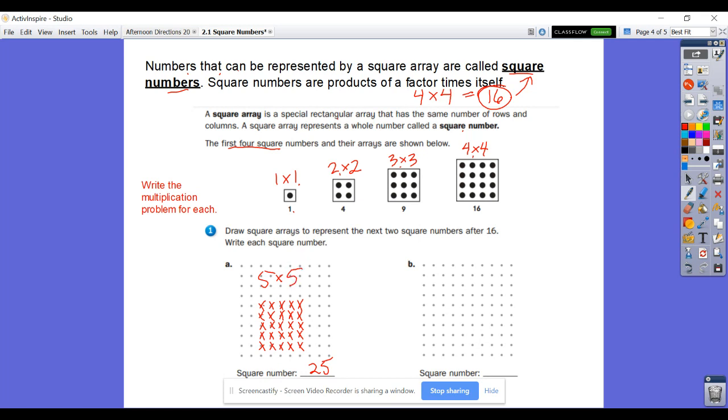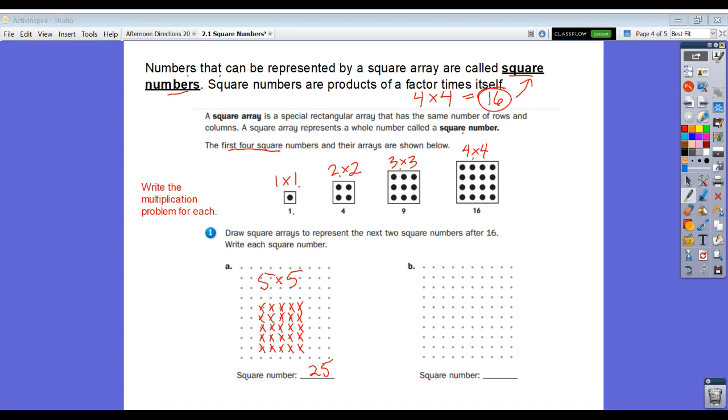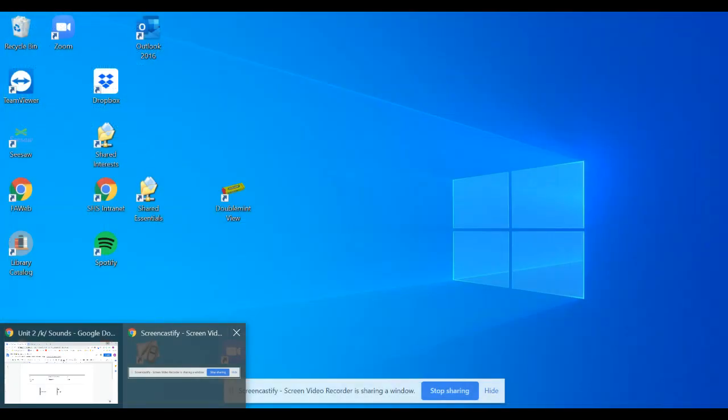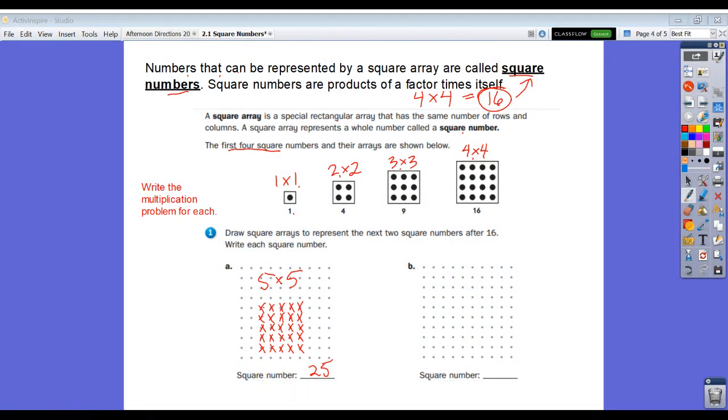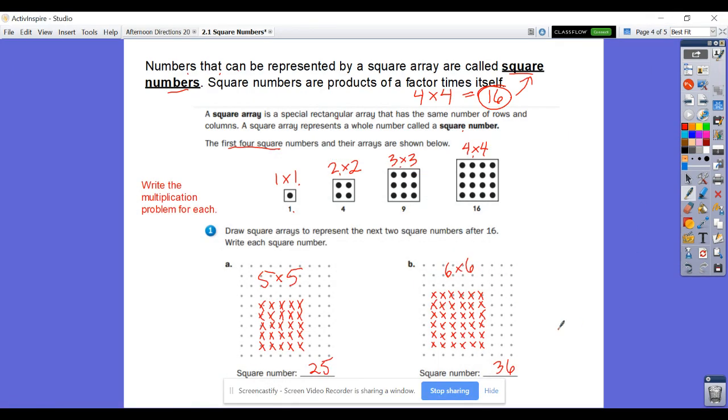Now I want you to pause the video and go ahead and finish letter B and play back the video when you're ready to see the answer. Ta-da! So for your final array, you should have had a 6 by 6 array, which gives us a square number of 36.